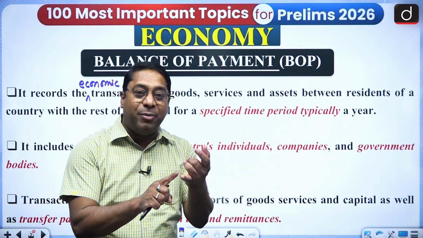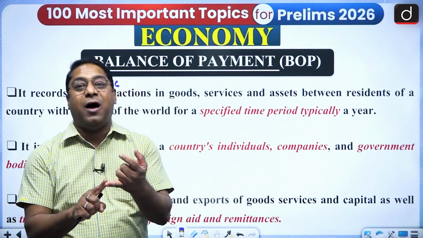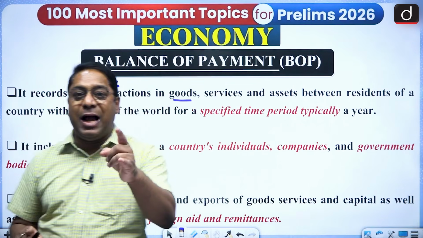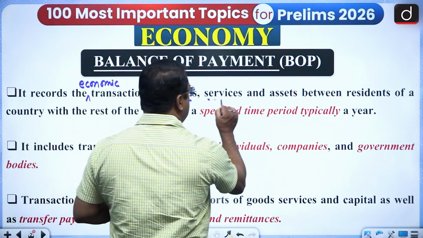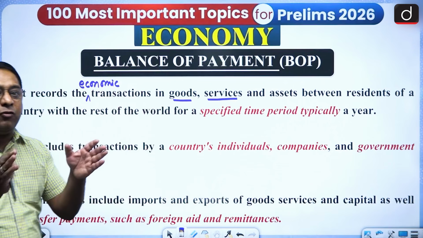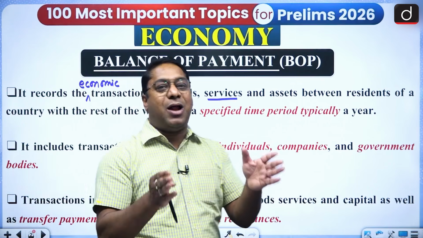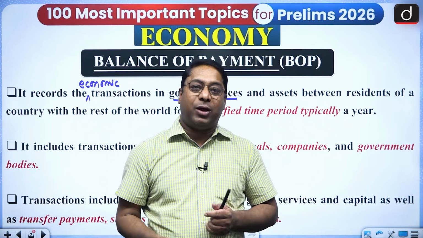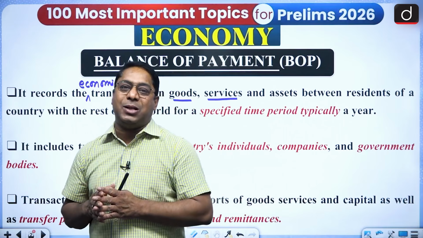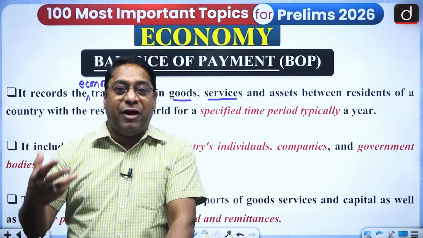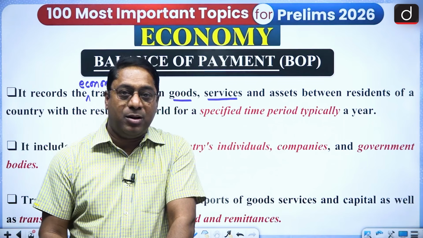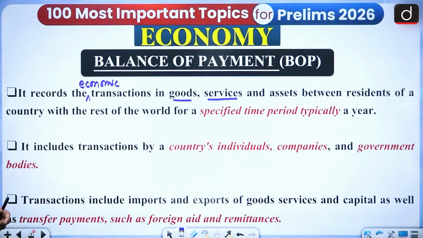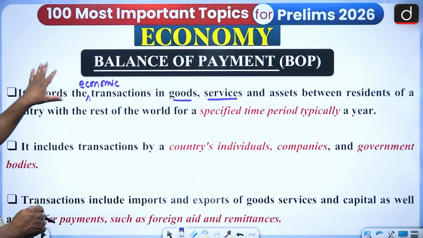And when I'm talking about a systematic recording of all the economic transactions, what are these economic transactions? Actually, these economic transactions will be with regard to the visible items, that is the goods, with regard to the invisible items, that is the services, and also with regard to the unilateral transfers. Unilateral transfers are like one-sided transactions, for example, gifts and donations. And also with regard to the capital transfers. So these are the balance of payment.